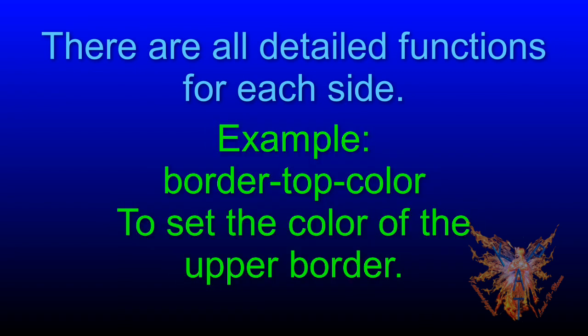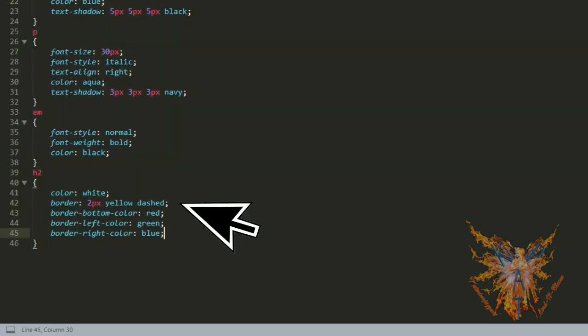As for the border function, there are also all the detailed functions for each side, such as border-top-color, which allows to define only the color of the upper border. If we use the function border with its 3 values, we can complete it, for example, with the 3 functions border-bottom-color, border-left-color, and border-right-color, to define a specific color for each side, like in this example, where I'm going to define the complete border, and I'm going to use 4 different colors for each side.